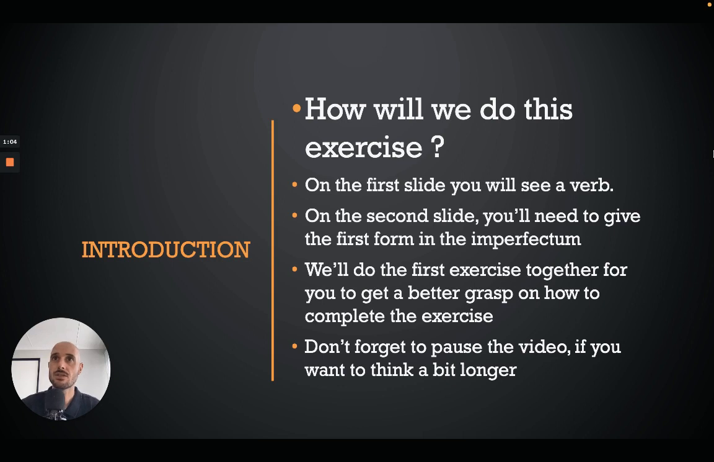We'll do the first exercise together, so you have a better grasp on how to do the exercise. Everything will be in the simple past, and all the verbs are irregular verbs, right? So there's no rule, you just kind of have to know them by heart. This exercise is made to test whether you know them or whether you don't know them. Anyway, it's a learning process, so I think it might be quite useful for you. If you want to think a little bit longer, then basically pause the video, and that way you have a little bit more time to think and find the right solution. Okay, let's go to the first exercise and see how we will do this exercise.